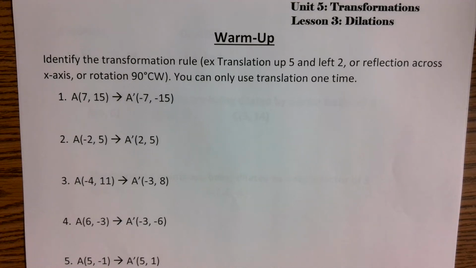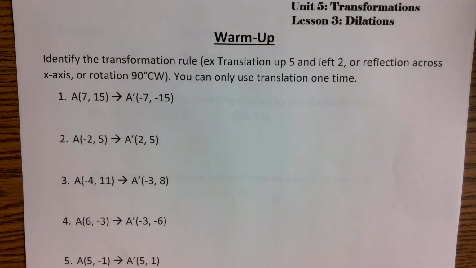All right, let's go ahead and start going over this. We are identifying the transformation rule, meaning it's a translation and it's moved this much, up and down or left and right. It's a reflection across a specific axis, or it's a rotation by a specific degree in a certain direction. And I stated that you can only use translation one time only, because otherwise everybody could be like, oh, it's a translation for every single one of them. Every single figure can be technically translated to meet where it needs to go.